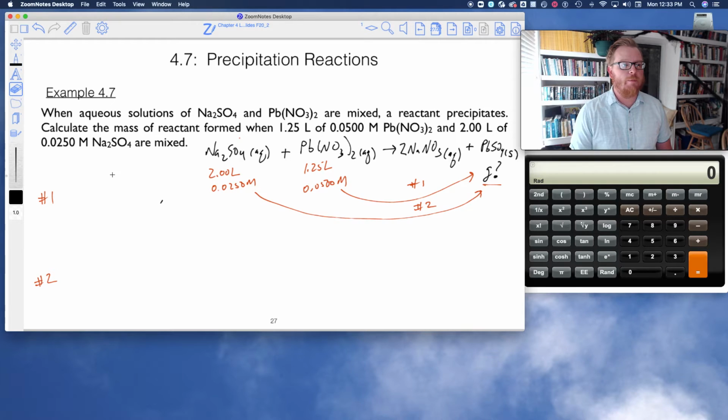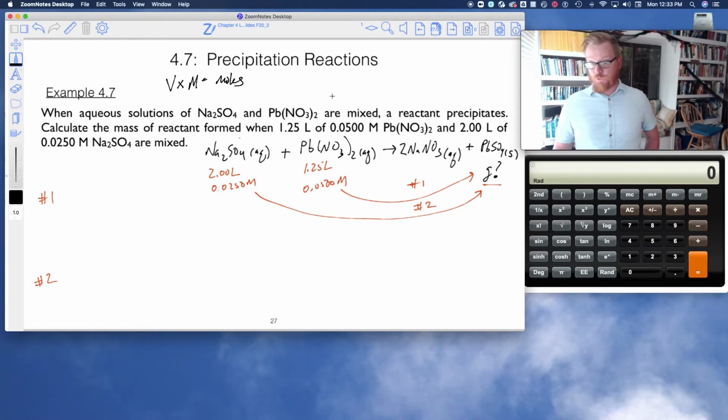And so I also remember, hopefully, that when I have a volume and a molarity, I don't need the molar mass. So remember, when I have volume times molarity, it directly gives me moles. So I don't need the molar mass of any of these things, which is great. Hallelujah.